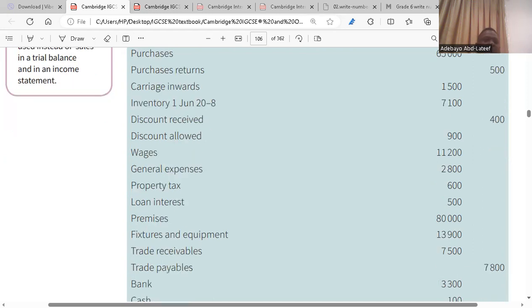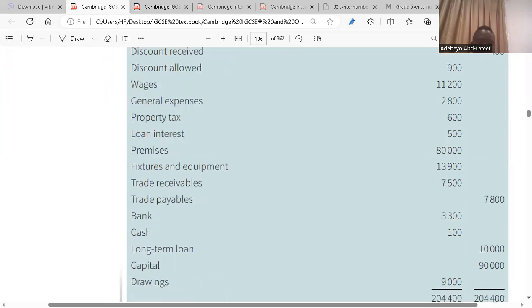All right. Then we have wages. Wages goes to your profit or loss account because it's an expense, isn't it? Yes. General expenses goes to your profit or loss account because it's an expense.